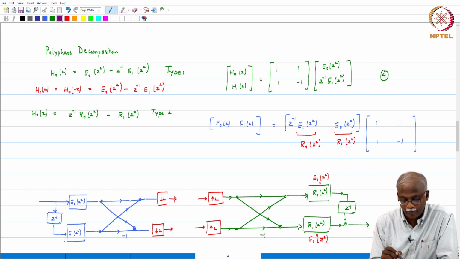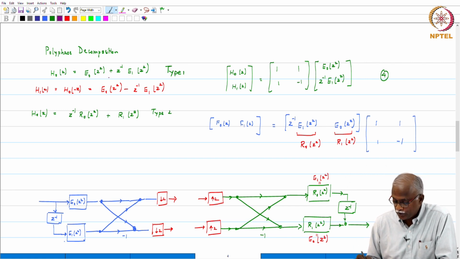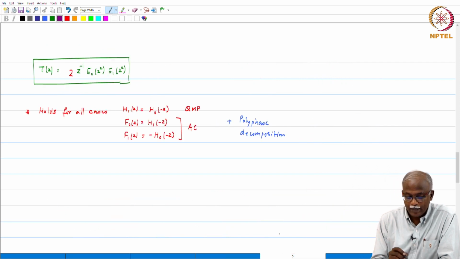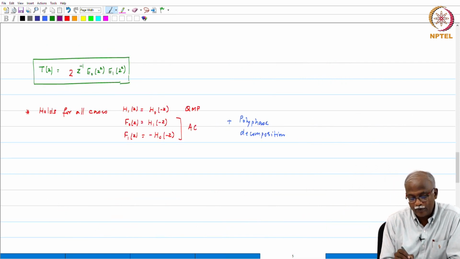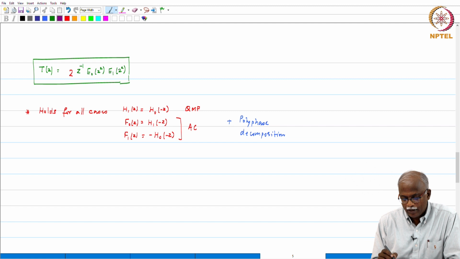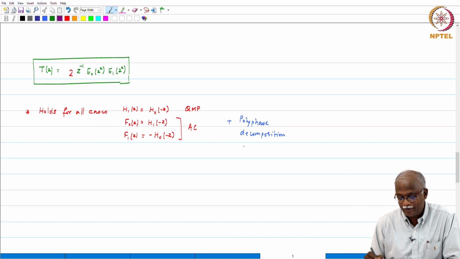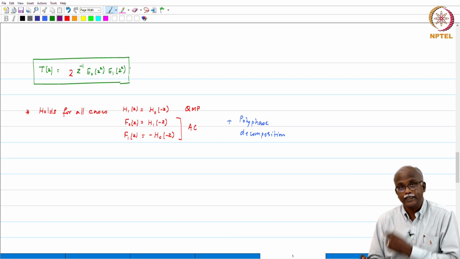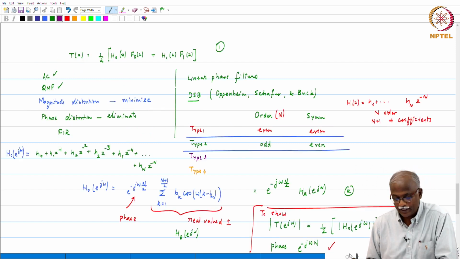If you decompose the analysis filters in terms of the polyphase components, it was shown that the overall transfer function can be written as T of Z equal to 2 times Z inverse E naught of Z squared E1 of Z squared. Now, the conditions that we have imposed are that the aliasing cancellation conditions are satisfied, the quadrature mirror conditions are satisfied, and we have done polyphase decomposition to get this expression.